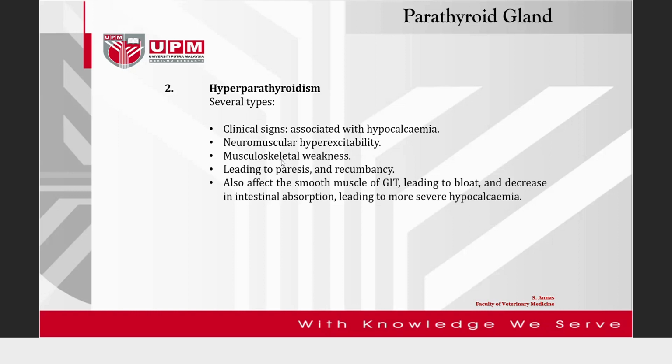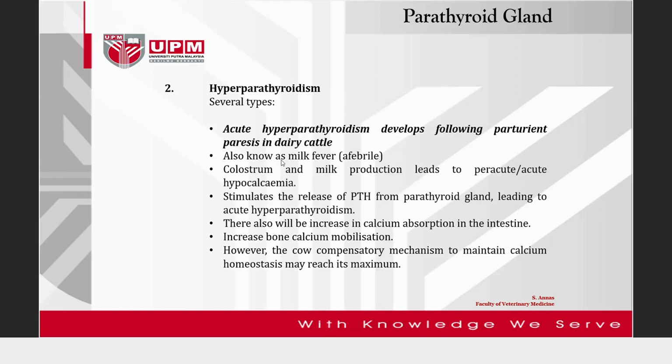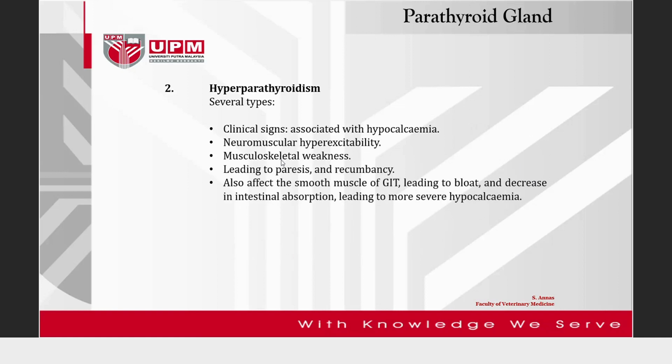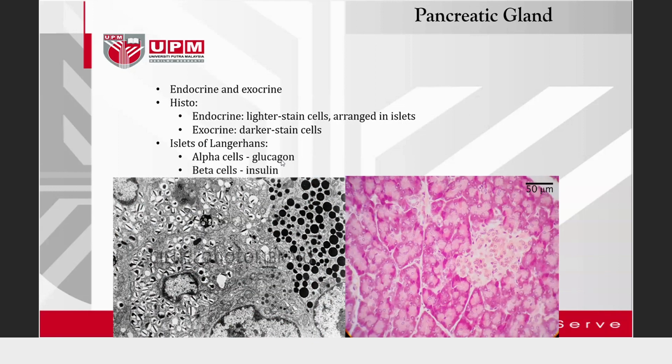Especially in acute hyperparathyroidism or milk fever, you're going to have paresis and recumbency. And then the rest, it affects the smooth muscle of the GIT. So in ruminants, together with the recumbency, it leads to bloat, decreased intestinal absorption, and the rest. So that's it for my part.